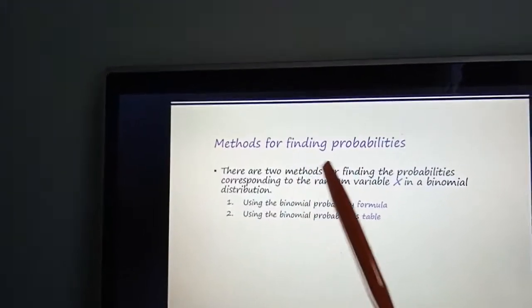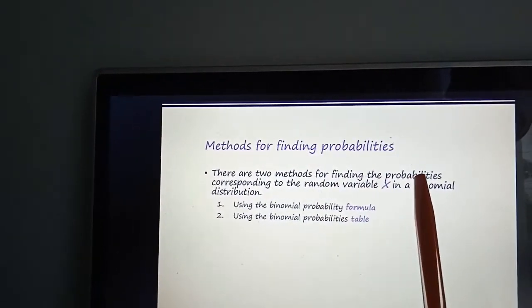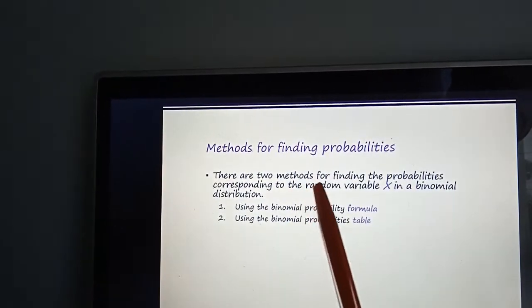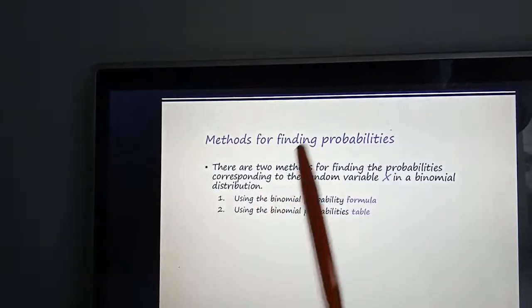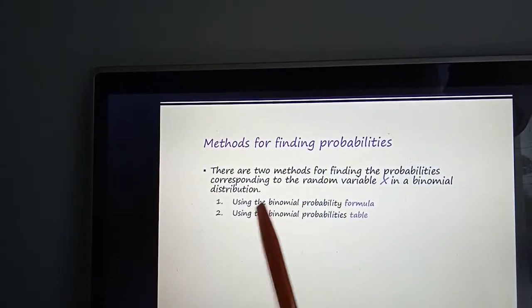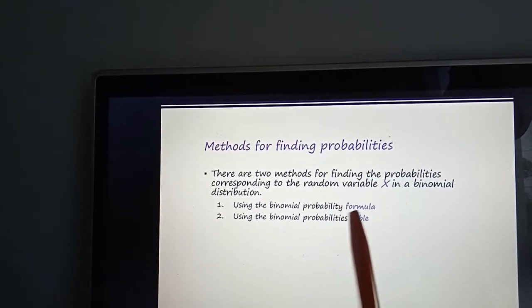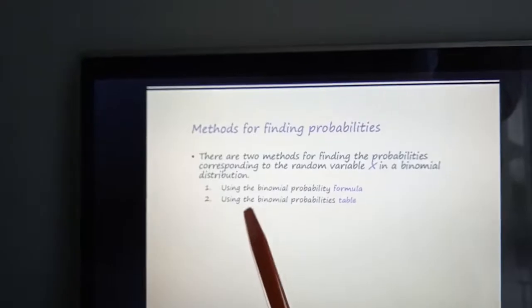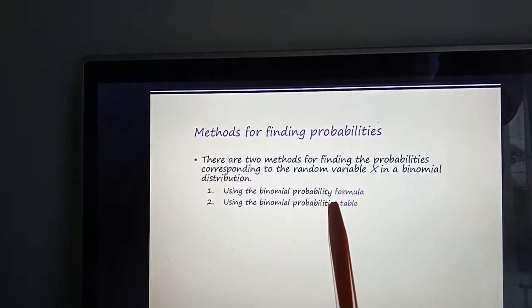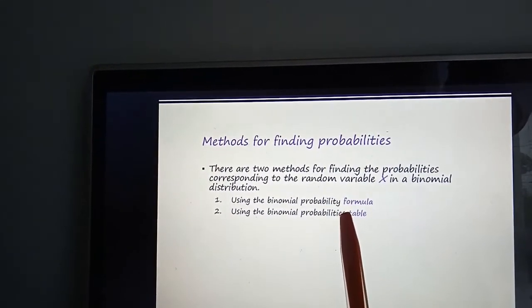Okay, method for finding probabilities. There are two methods for finding the probabilities corresponding to the random variable x in a binomial distribution. First is by using the binomial probability formula, and second is using the binomial probabilities table. Okay, first using a formula, second using table.